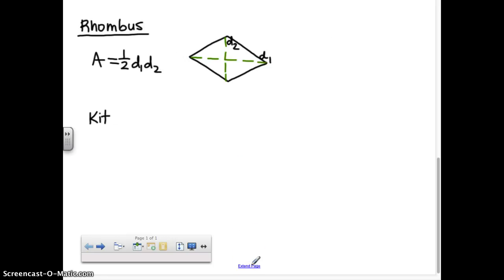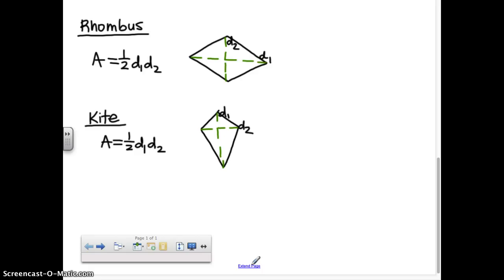Kites are a little different because not all 4 sides are the same. Kites have consecutive sides that are the same. Okay, but kites still have diagonals, even if this is not a good picture. And their diagonals, we have 1 and 2. And their formula uses those diagonals in the same way.